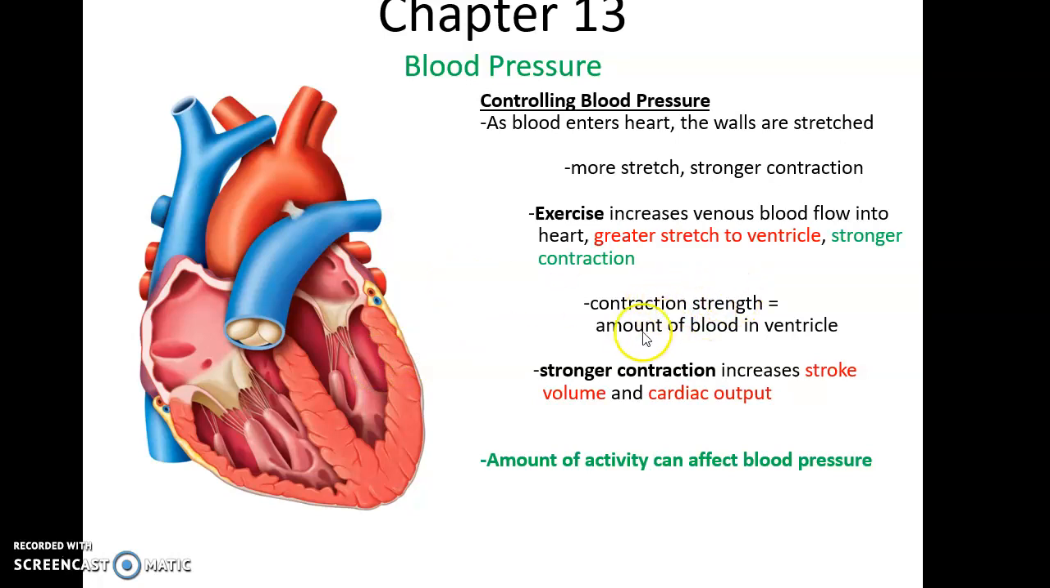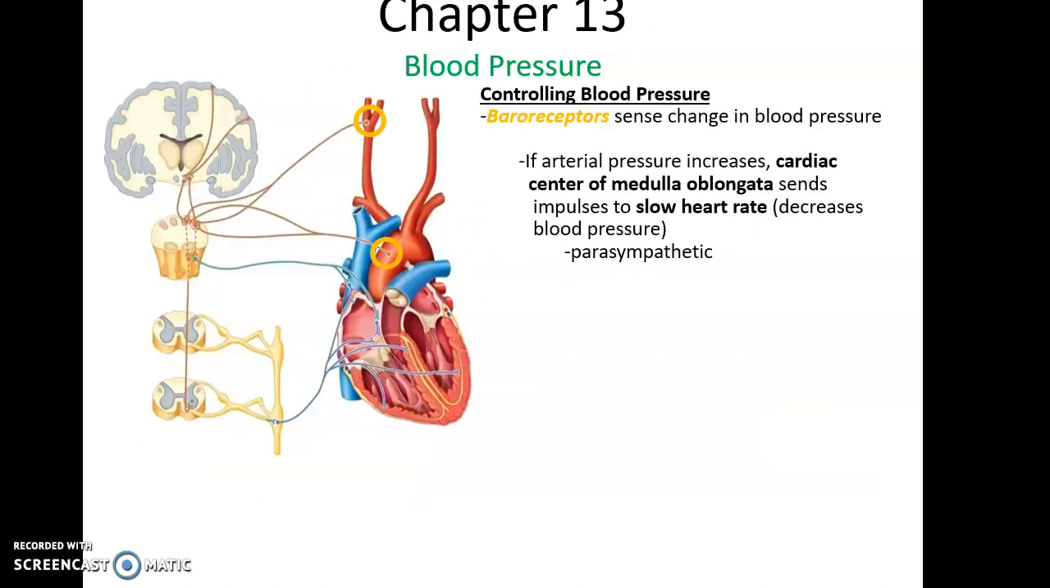So contraction strength equals amount of blood in the ventricles. Strong contraction means strong increase in stroke volume, which of course increases cardiac output. So stroke volume increase equals cardiac output increase, which then of course means an increase in blood pressure. So how active you are can affect your blood pressure. If you take your blood pressure when you're exercising or working out in some way, you'll notice your blood pressure is higher. But it's okay because it's for a short period of time.